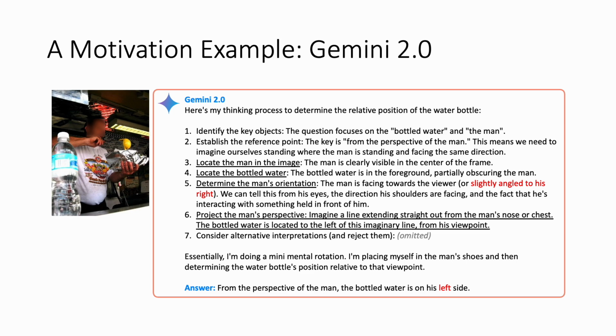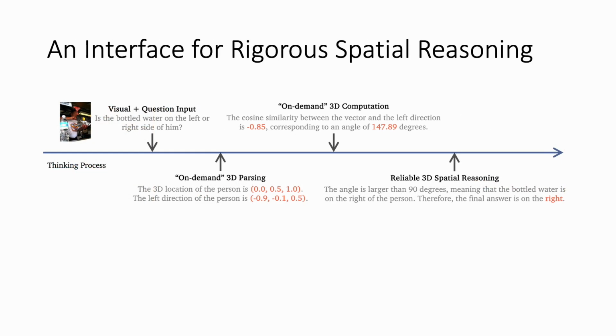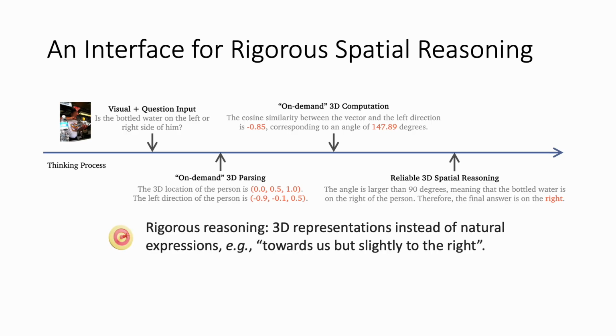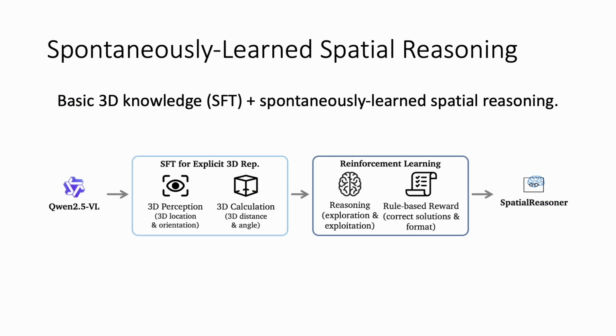In this work, we propose to first build an interface for rigorous spatial reasoning, where explicit 3D representations, such as locations, orientations, and distances, are shared between different stages of the reasoning. Then, based on the 3D knowledge learned in the first stage, we adopt RL-based post-training, where the model learns to integrate the 3D knowledge into its reasoning trajectory.